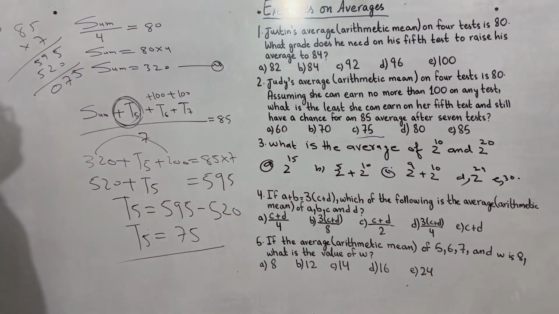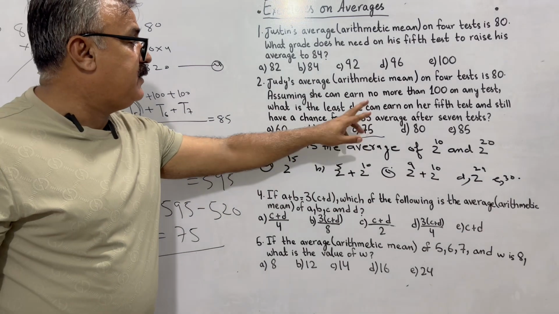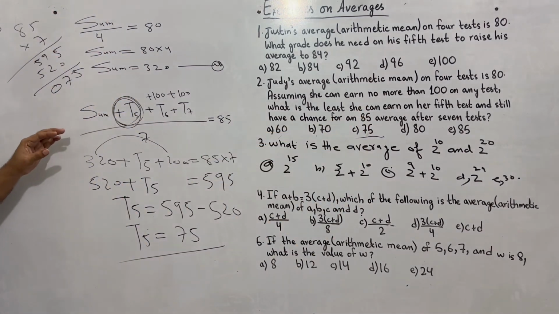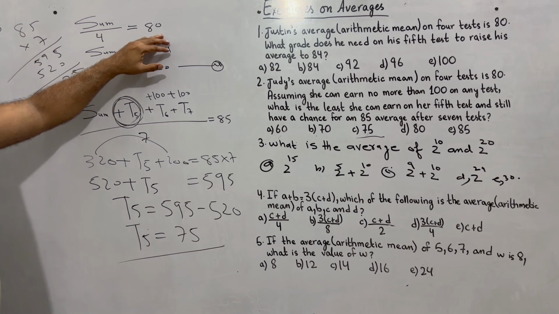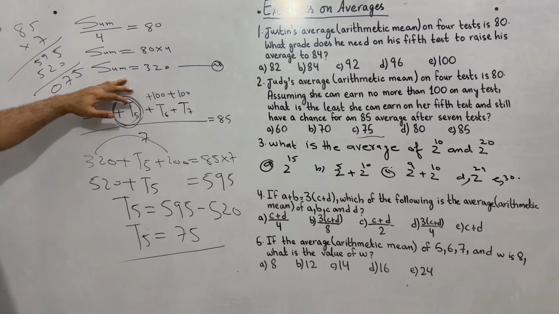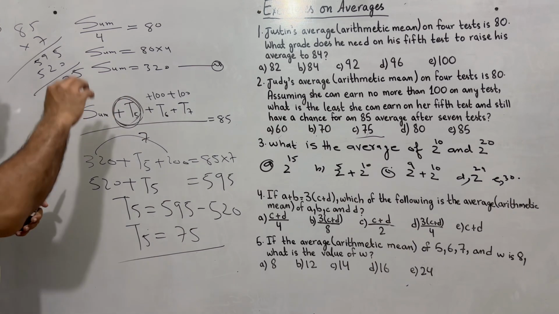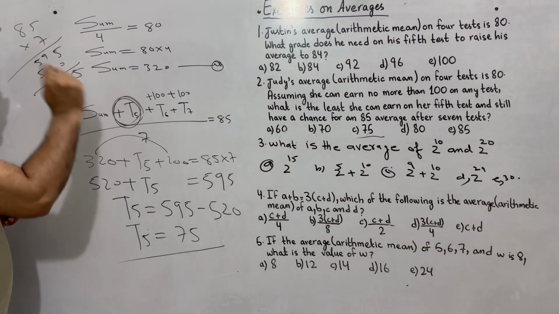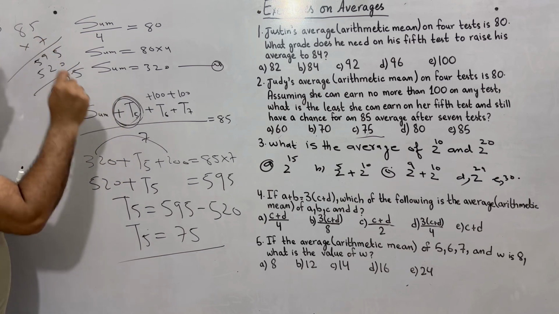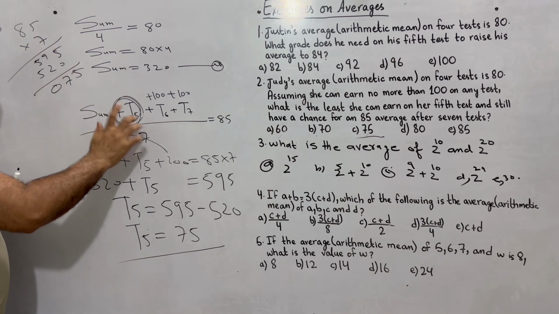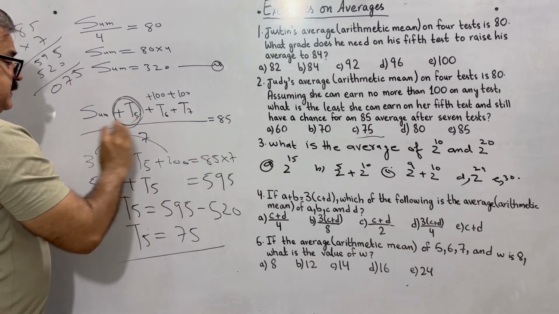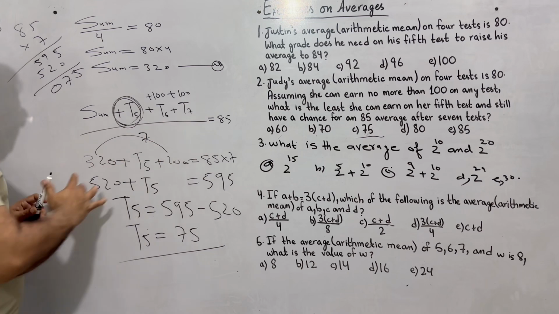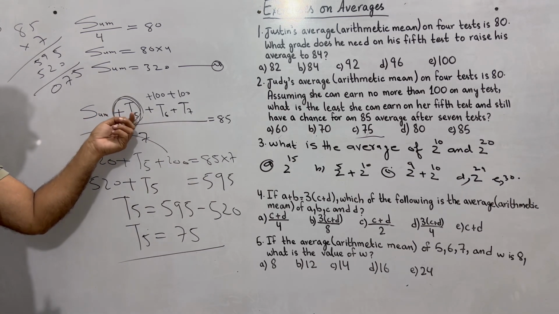Still, she managed in all the 7 tests an average of 85. First we were given the arithmetic mean of 4 tests: sum over 4 is equal to 80, so the sum is 320. Then we are restricted: how much is the least value she can obtain on the 5th test in order to secure the average of 85 over the 7 tests? The least score we have to settle.